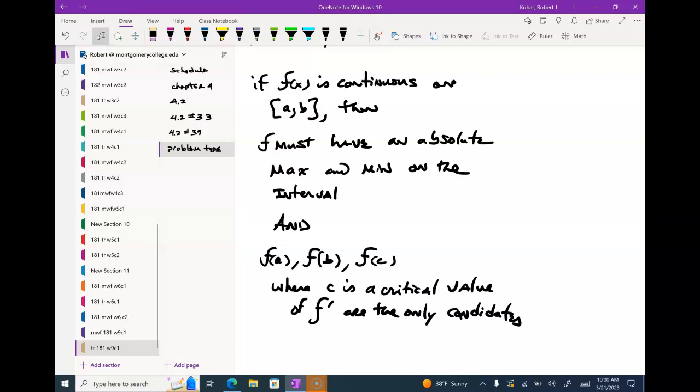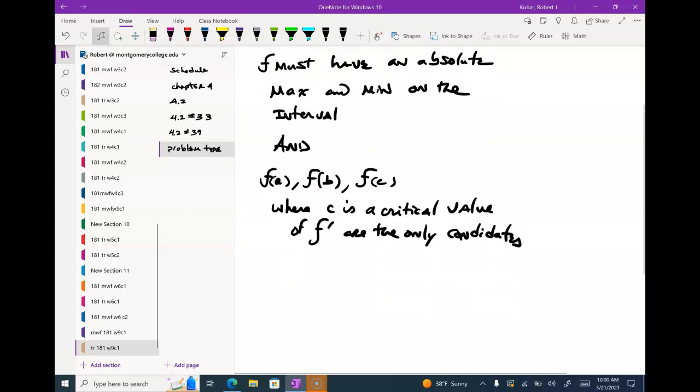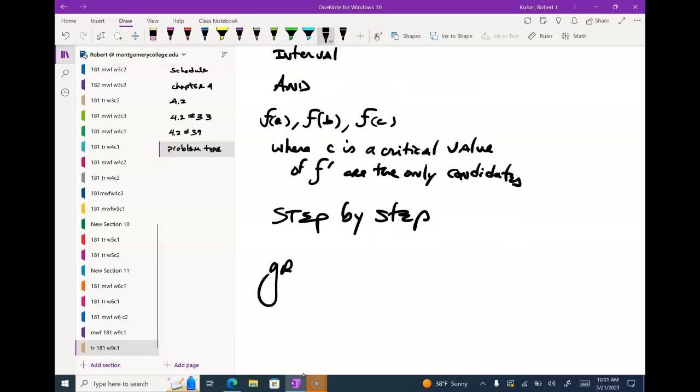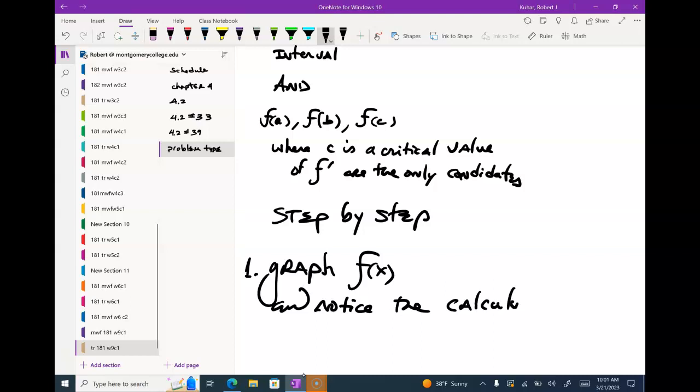Nice. So let's look at our step by step here. Graph the function. And notice the calculus. So easy. Calculus is so easy. You can just look at a function and know the criticals and know which one is the highest and the lowest. But then to do the algebra is a different story, right?